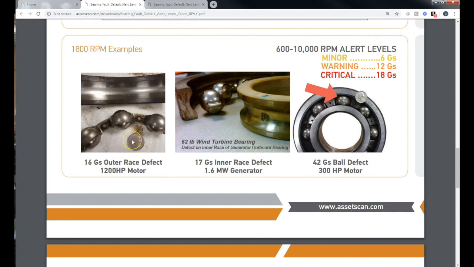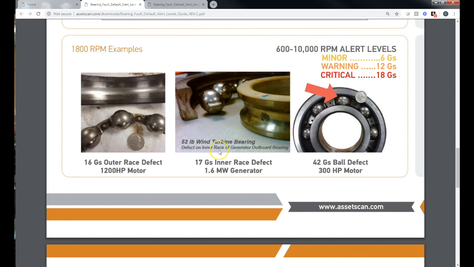16 Gs drove the customer to make a decision to change out this motor on their schedule, not the pump's schedule. This was a significant effort to align your labor to change out a motor of this size, and so the alert provided them that early warning, that leading indicator, so that they could make the plans accordingly and change this pump or motor out on their next planned wash-up.